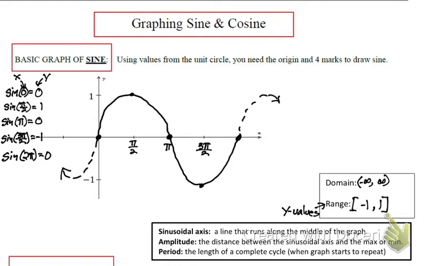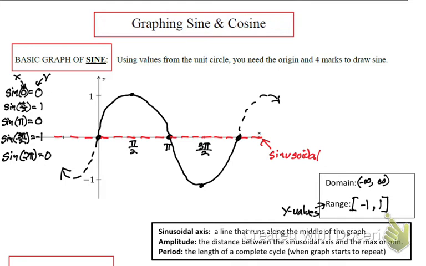Now we have some terminology we have to get done. First one is sinusoidal axis. The sinusoidal axis is just the line that runs right smack dab through the middle of your graph. So if you look at my red dotted line, that is called your sinusoidal axis. I know it's a fun word.